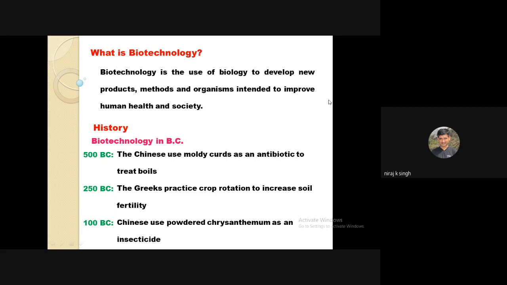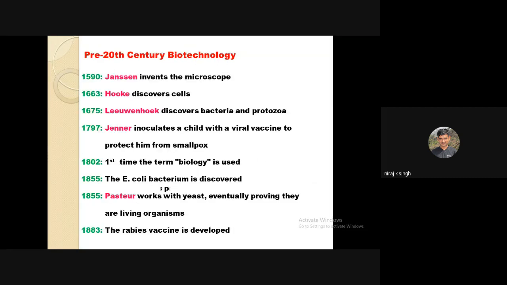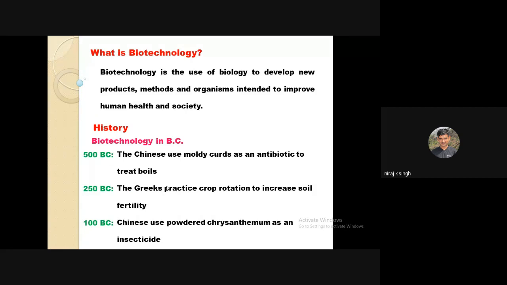So biotechnology is not a new science; it is a very ancient science. From ancient times, people have been using the practice of biotechnology in their day-to-day life. The best examples of biotechnology used in ancient times are cheese preparation, curd preparation, and alcohol preparation. These are some examples which indicate that people were aware of biotechnology, and with the help of biotechnology, people benefited.